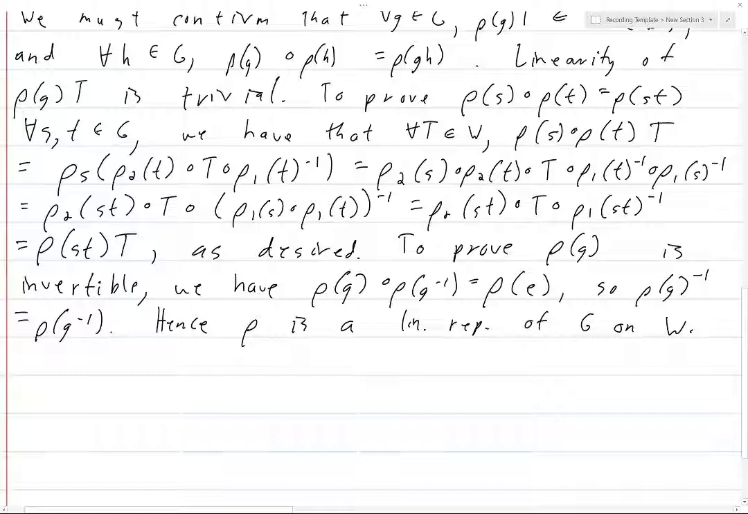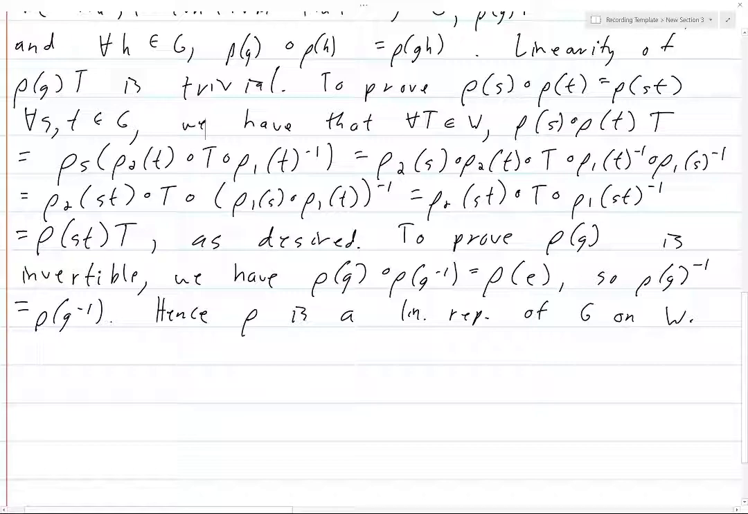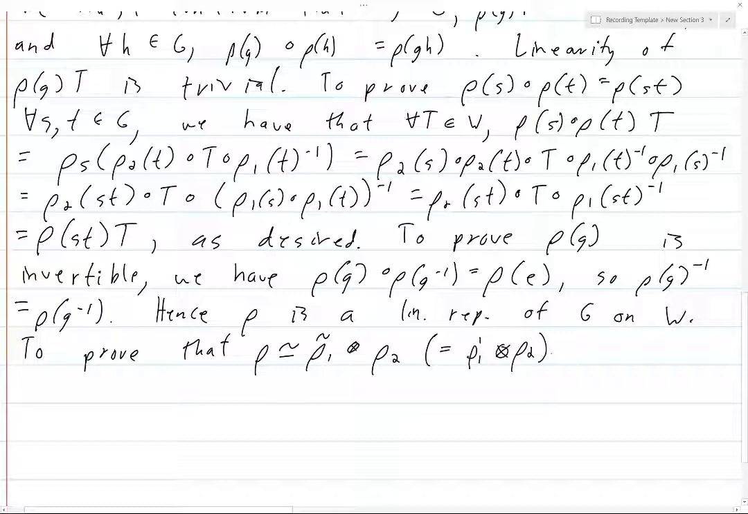So let's continue. That's the easy part, and that's one of the three pages of my proof. The other two pages deal with proving that rho is isomorphic to rho 1 tilde direct product with rho 2. And here, I use rho 1 tilde instead of rho 1 prime, because Serre uses the prime, and I use tilde. I did it in the last video, so I'm just going to stick with the notation from there. If you get confused, you can reference that video.